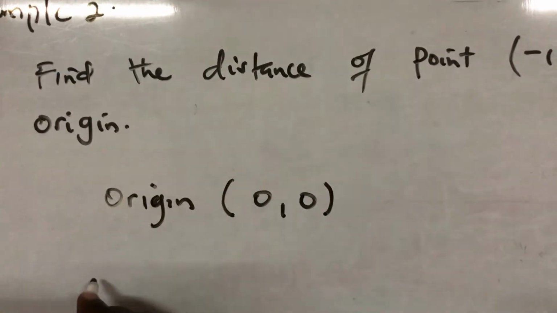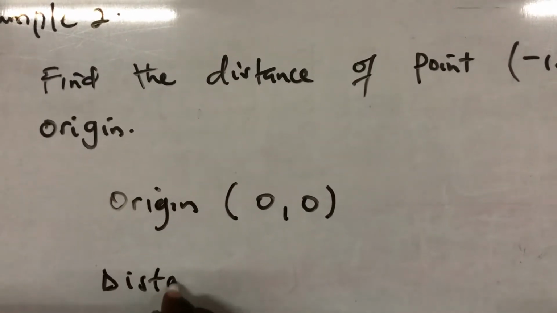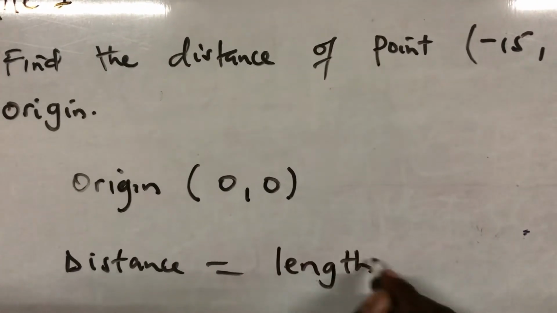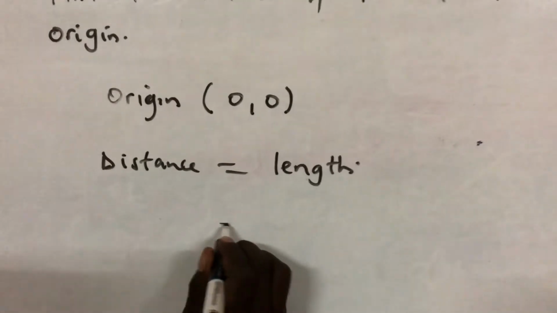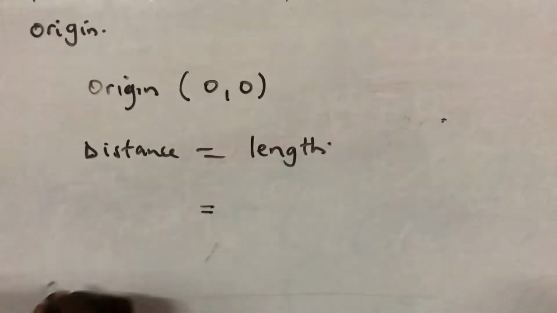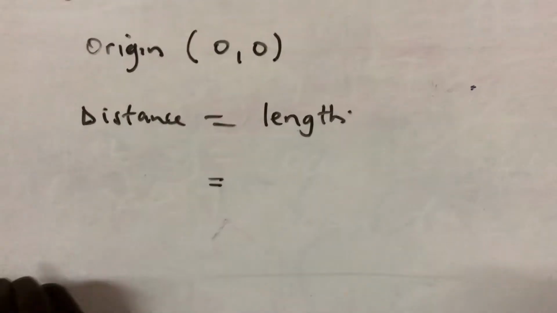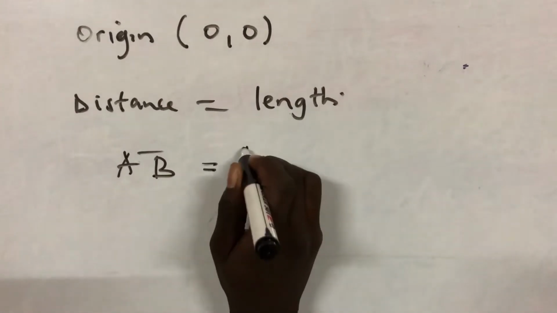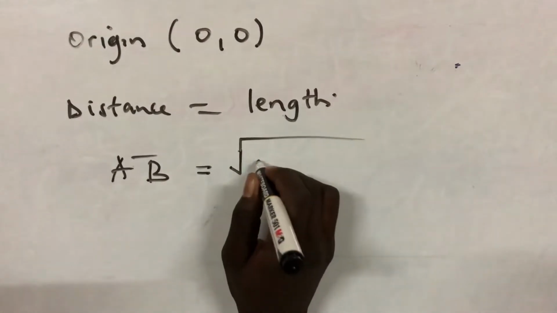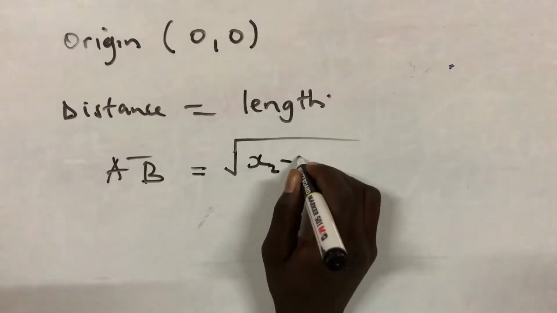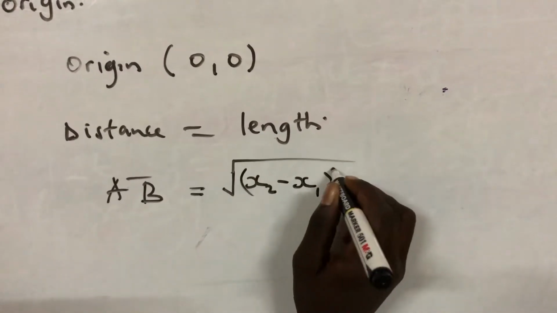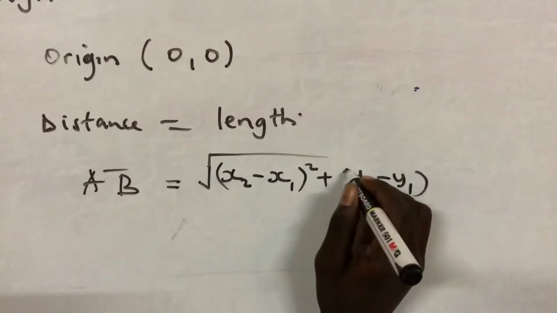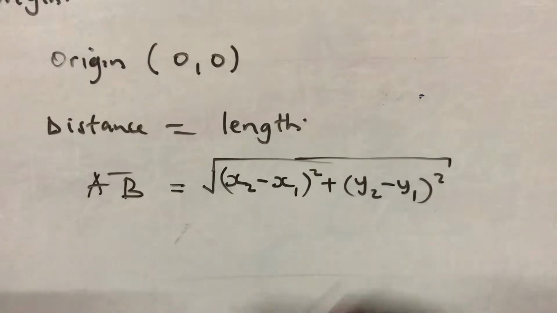And to find the distance is the same as the length of a straight line. For this case, our distance will therefore be equal to, remember, we said a distance, for example, AB, should be equal to the square root of x2 minus x1 squared plus y2 minus y1 squared. This is the square root for the whole thing.